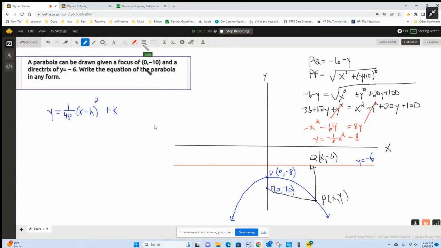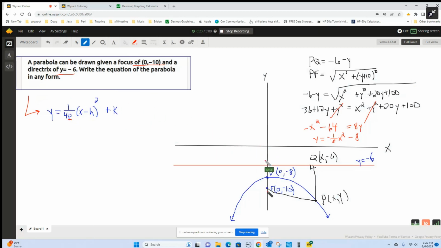Okay, you're given the focus of a parabola and the directrix of the parabola, and you're asked to write the equation of the parabola in any form. Well, here's the form we're going to head for. We need to locate the vertex of the parabola and then figure out what this little letter P stands for.